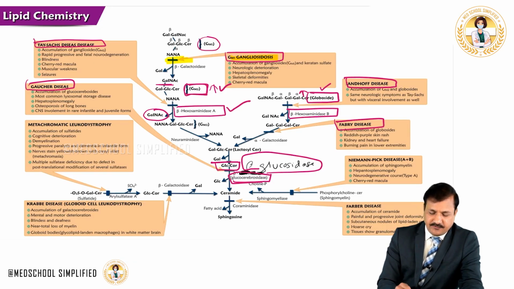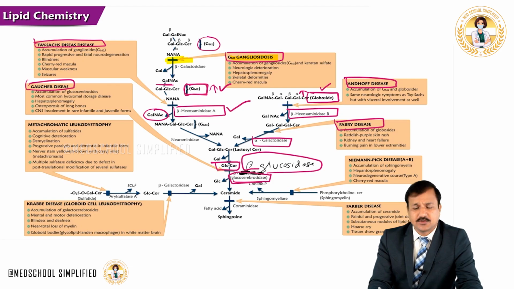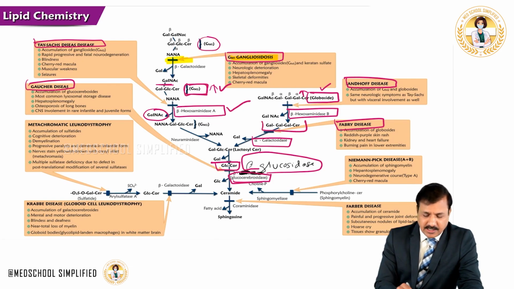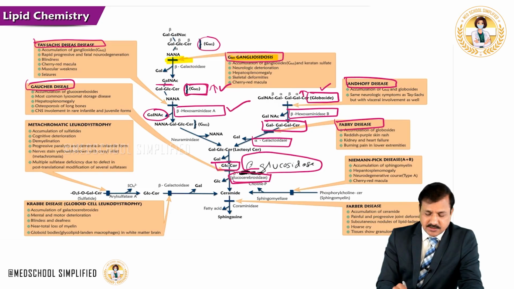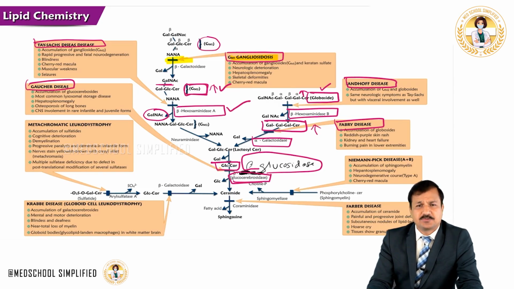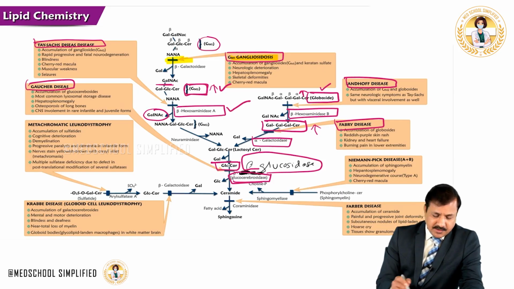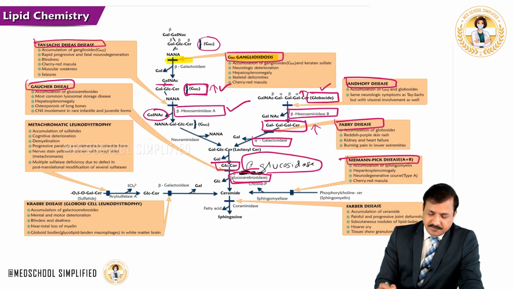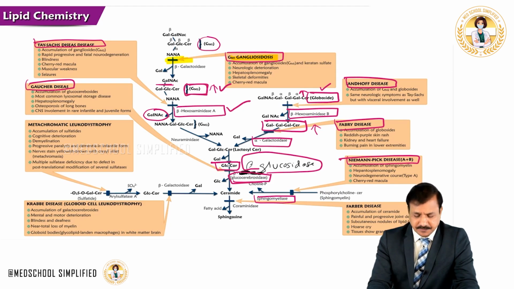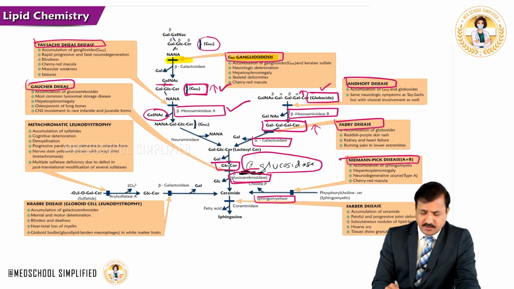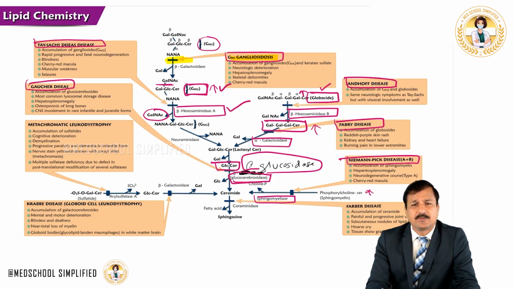Fabry disease is because of defect in alpha-galactosidase enzyme, which is catalyzing the breakdown of ceramide trihexoside, that is, ceramide containing 3 hexoses. And that doesn't go on, so there will be accumulation of ceramide trihexoside in Fabry disease patients. And then Niemann-Pick disease is because of deficiency in sphingomyelinase enzyme, which is converting sphingomyelin into ceramide plus phosphocholine. So there will be accumulation of sphingomyelin in neuronal tissue in Niemann-Pick disease.